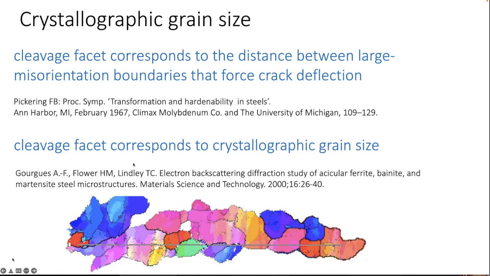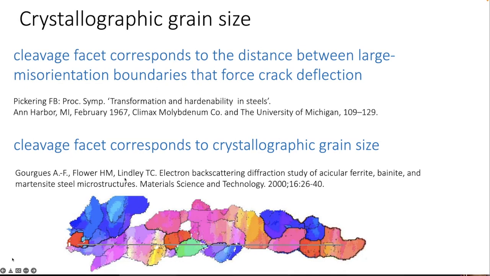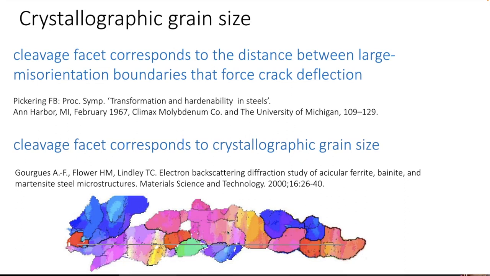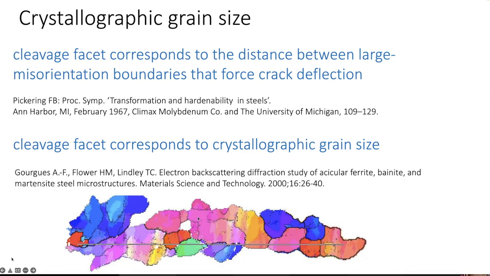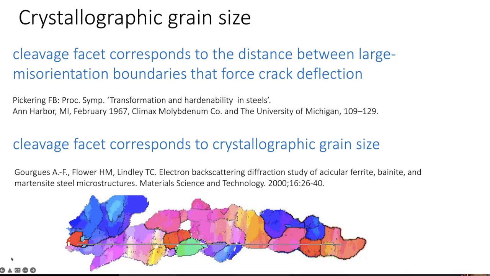And then electron backscattered diffraction became a readily available technique. And Anne-Francoise Gourgues, who was a PhD student of Harvey Flower and Trevor Lindley at Imperial College, did some classic work which demonstrated that when we look by scanning electron microscopy or optical microscopy and we see a particular grain size, that is not the important grain size when it comes to cleavage fracture, but the crystallographic grain size. So each of these colored regions actually has structure inside them, but from the point of view of cleavage crack deflection, this is your crystallographic grain size.